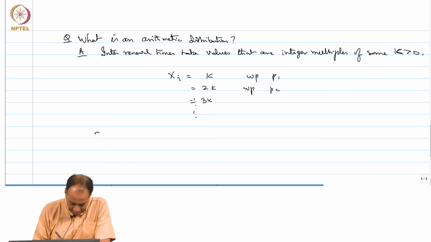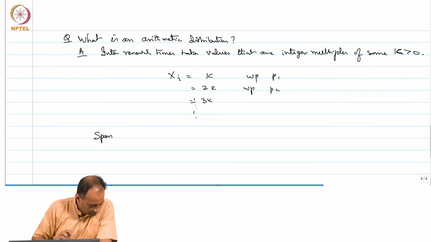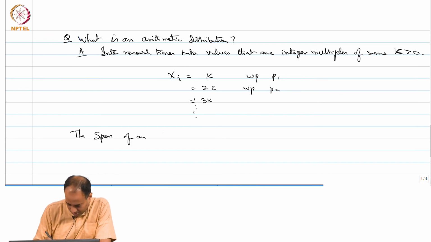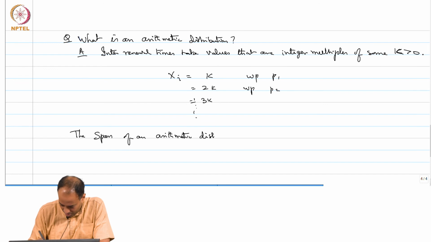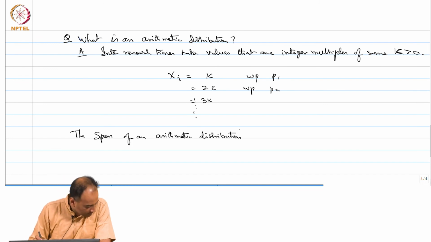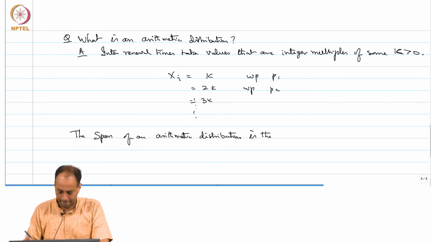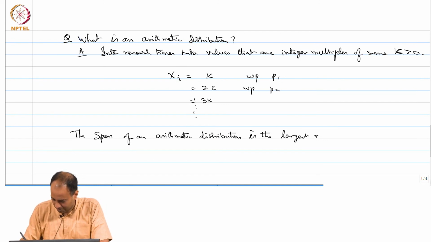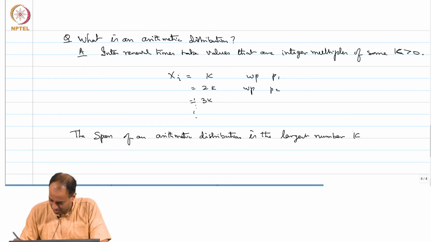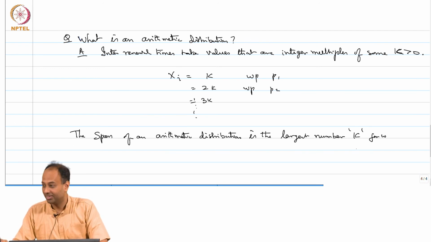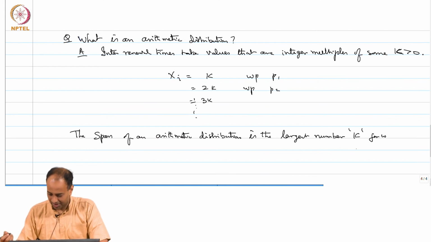So, let me talk about span. Okay. The span of an arithmetic distribution is the largest number kappa, maybe I should call this, I am reusing kappa, but I suppose it will be clear, for which the above property holds.